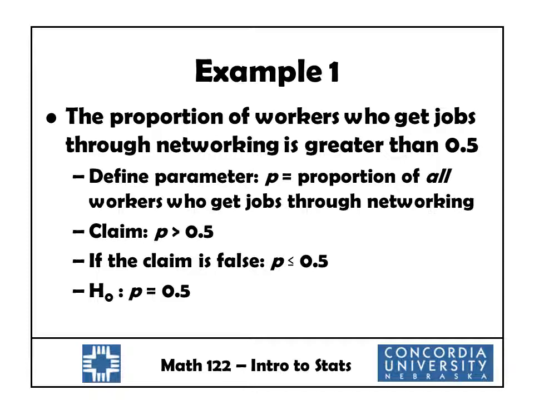Now our alternative hypothesis is going to be the other statement. So the alternative in this case is the statement that P is greater than 0.5, which is the same as the original claim. Now not every hypothesis test will have the alternative hypothesis be the same as the original claim. In some it will, but in most it won't.